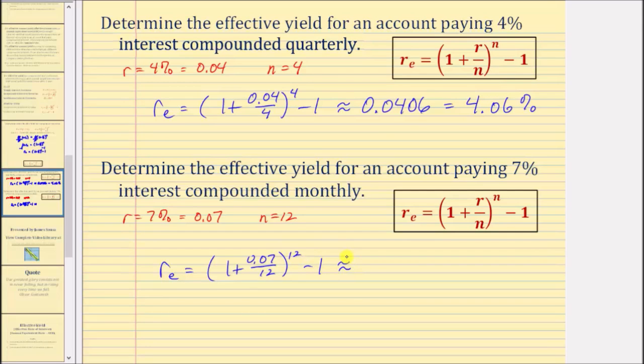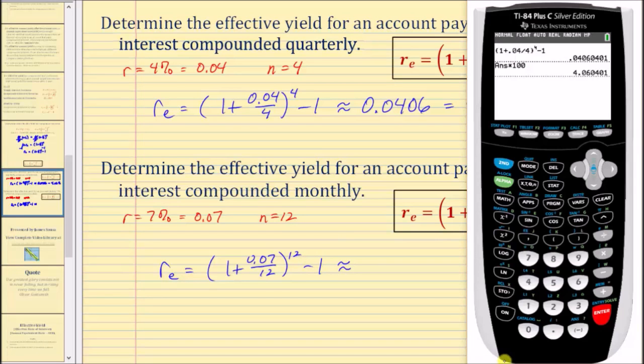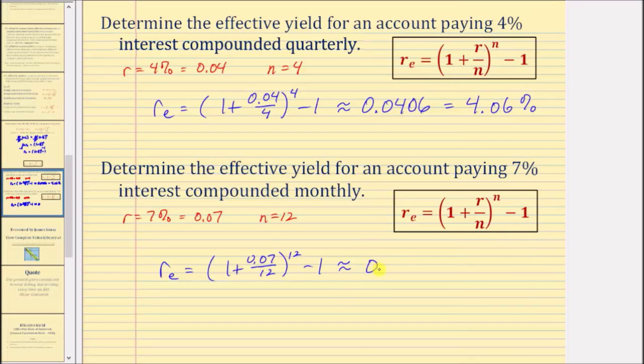And now we'll go back to the calculator. Open parenthesis 1 plus 0.07 divided by 12, close parenthesis, raised to the power of 12, right arrow, minus 1, enter. To 4 decimal places, we have approximately 0.0723. Converting to a percentage, this would be approximately 7.23%.